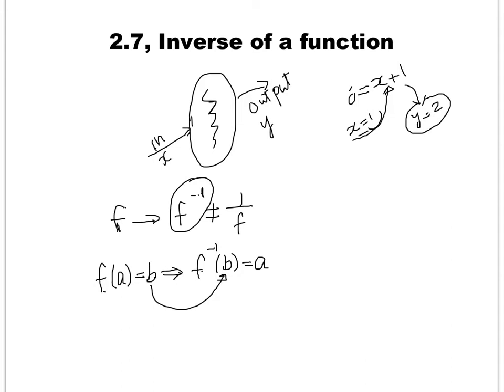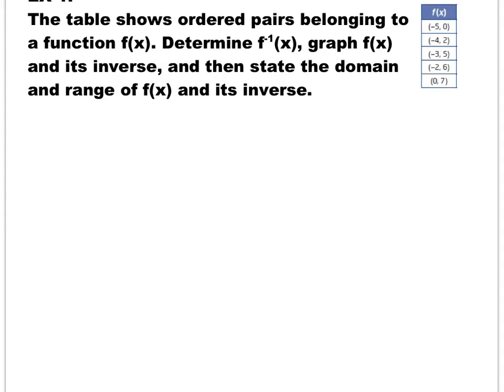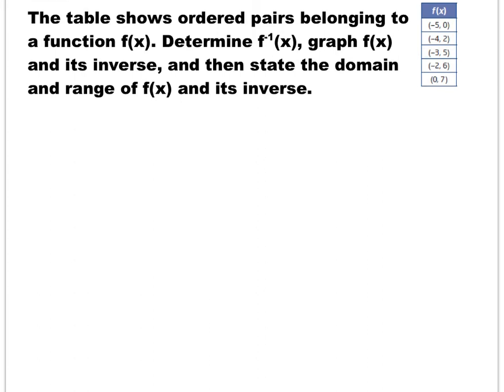Now we are going to do some examples here. In the first example, we have a table of values with a function of x at different points. For instance, when x is negative 5, y is 0. When x is negative 4, y is 2, negative 3 is 5, negative 2 is 6, and 0 is 7. First, we have to find f minus 1.